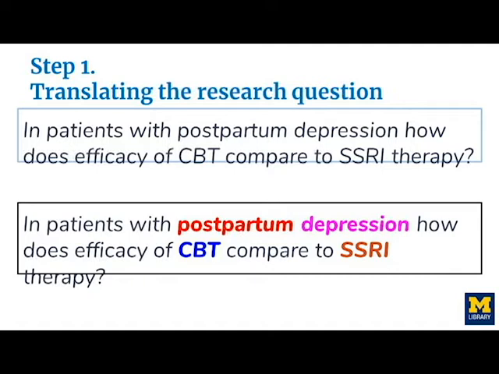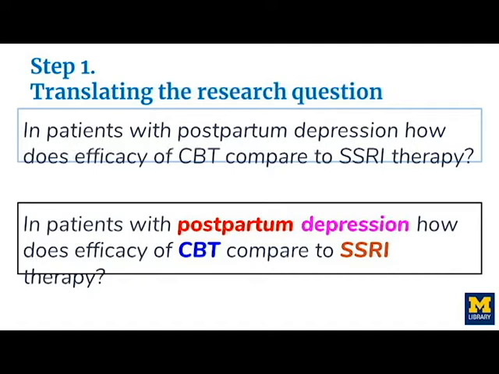So, what are some of the searchable concepts in this? What is one concept you could search for in this question? Postpartum depression. Correct, postpartum depression. And what are maybe two others that we could look at? The two interventions. Right. Cognitive behavioral therapy versus SSRI, which is the drug therapy.